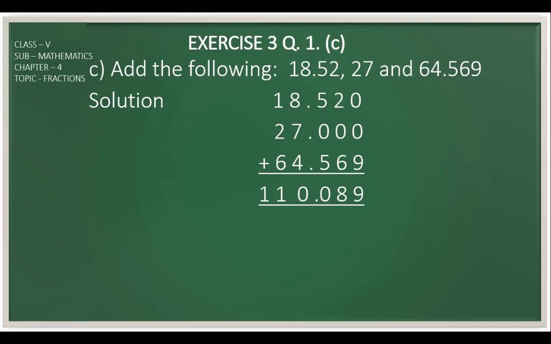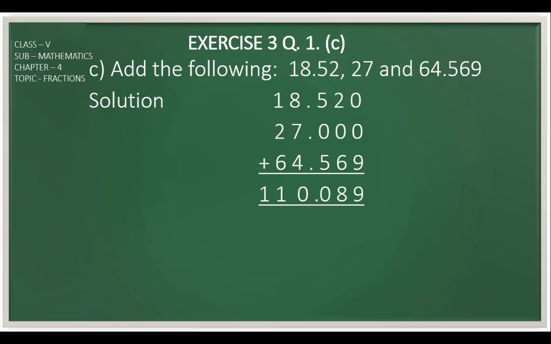Let's write all the three numbers below each other in such a manner that the decimal point lies in the same position. And then let's add the numbers. After adding, we got 108.675. So our answer will be 108.675 grams was the total intake of Sita.